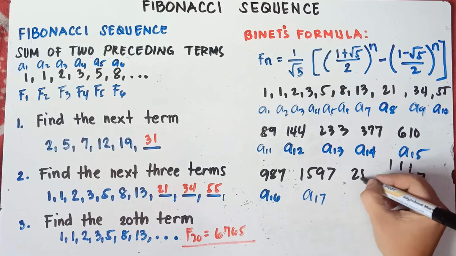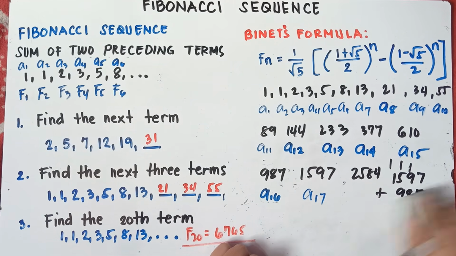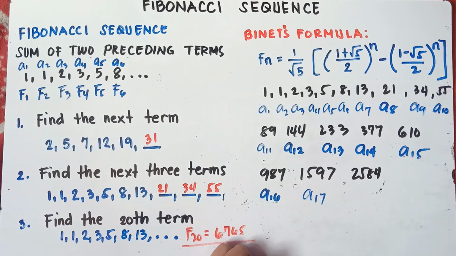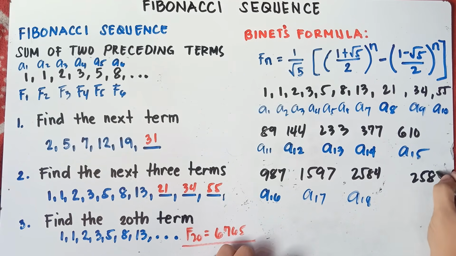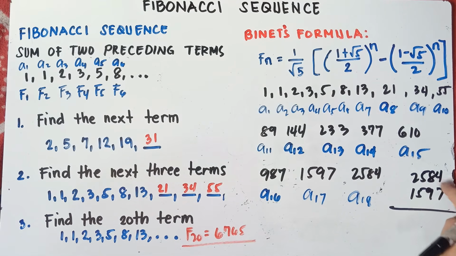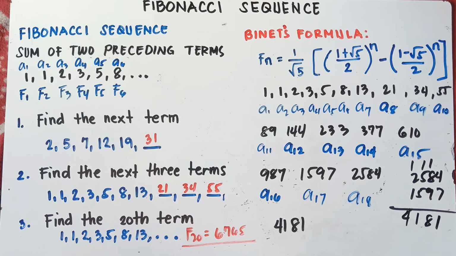2584. Alright, so this will be the 18th term. So the last 2. So you add 2584 plus 1597. So this will be 4 plus 7 is 11, carry 1. 1 plus 8 is 9, plus 9 is 18, carry 1. 1 plus 5 is 6, plus 5 is 11, carry 1. So 4181. That would be your 19th term.